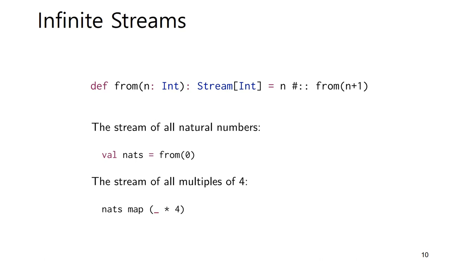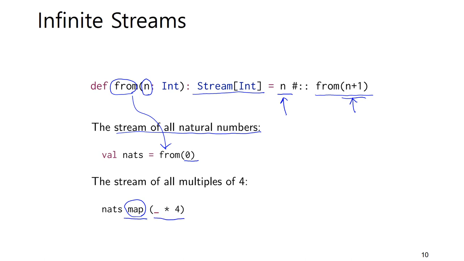This is an example of implementing infinite streams in Scala. This function from takes an integer n and returns an infinite stream of integers starting from n. So the first element is n, and the remaining element is another stream starting from n plus 1. So in order to implement the stream of all natural numbers, we call the function from with the starting element 0. A nice thing about streams in Scala is you can use all the popular higher order combinators, such as map. So by applying this map method with this function, you can easily create the stream of all multiples of 4.